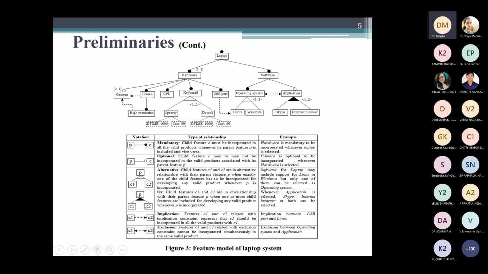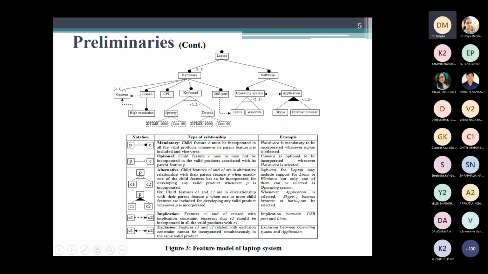And then we have another type of relationship, that is the OR relationship. So P is the parent feature, and C1 and C2 are child features in an OR relationship with the parent feature P. When one or more child features are included for developing any valid product whenever P is incorporated, it means we can choose C1 or C2, or we can choose both C1 and C2 together in a valid product. Now let's understand it with the help of this example itself.